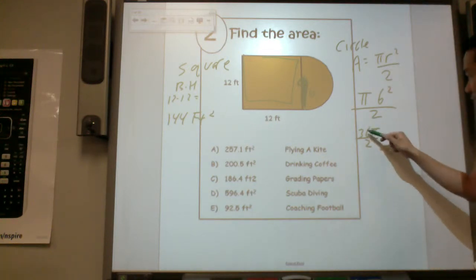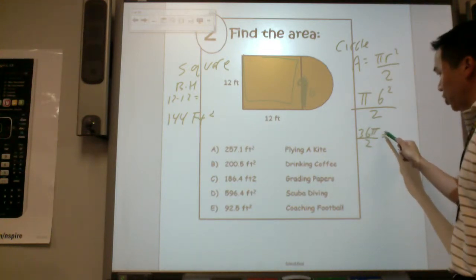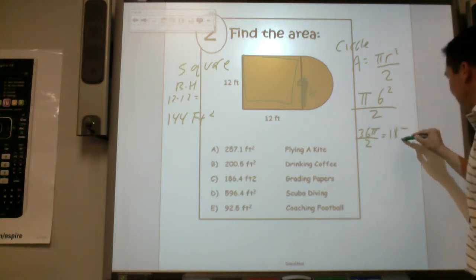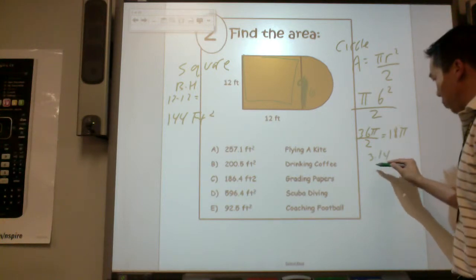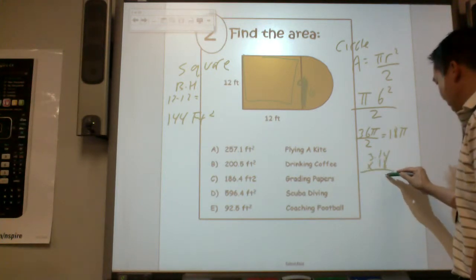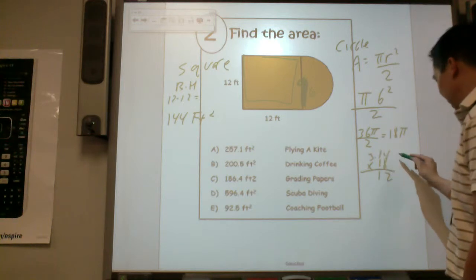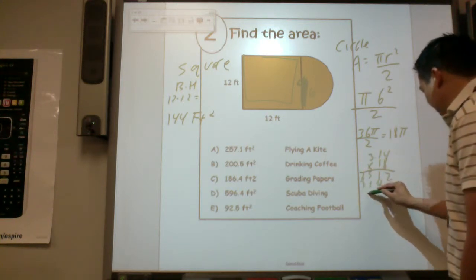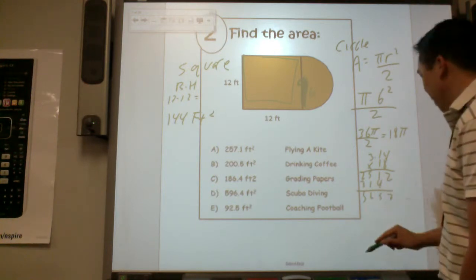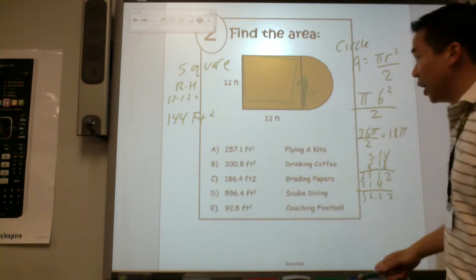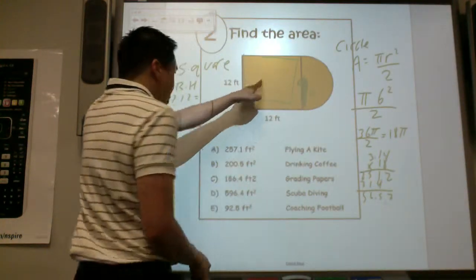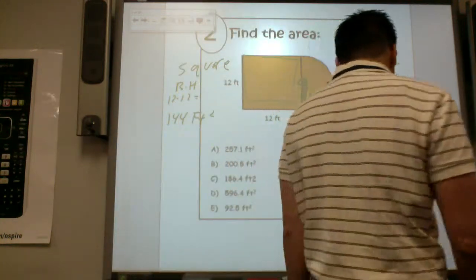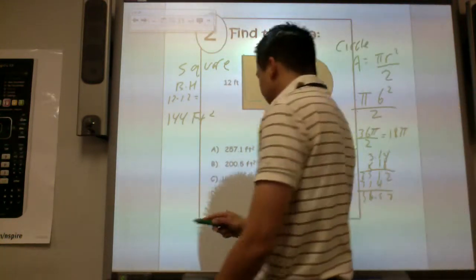And then, do you want to divide this now, or do you want to do 36 times 3.14 divided by 2? I'm going to divide it now. So 36 divided by 2 is 18 pi. And what is pi again? 3.14 times 18. That's 32, carry the 3, that's 11, carry the 1, that's 25. So the square is 144, the area. The semicircle is 56.52.